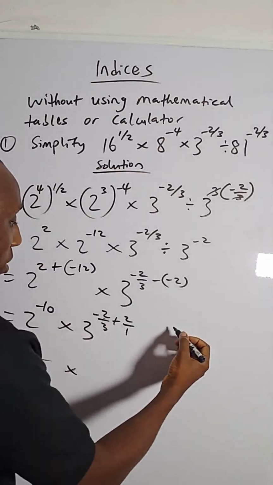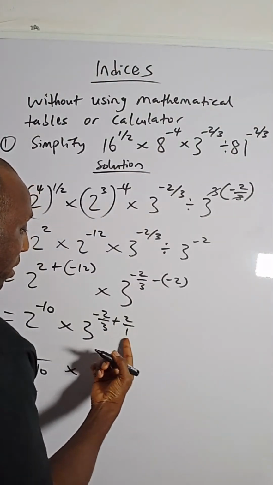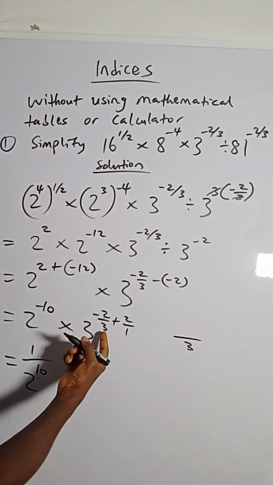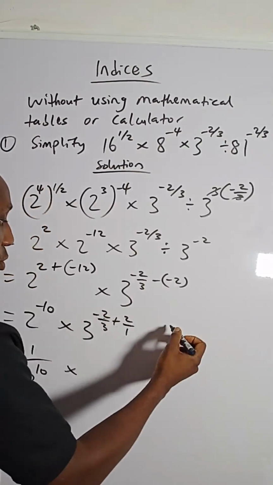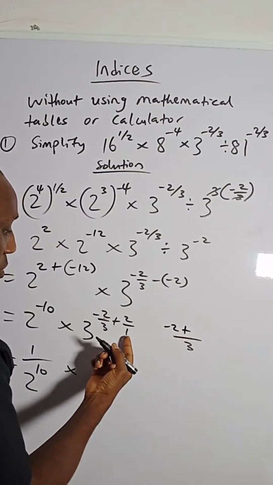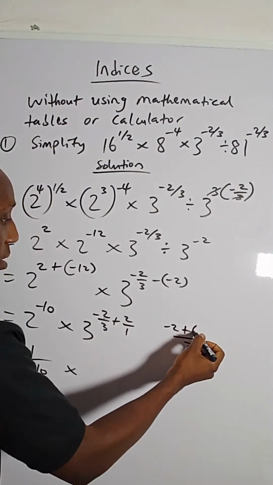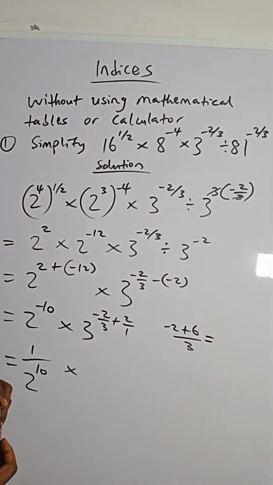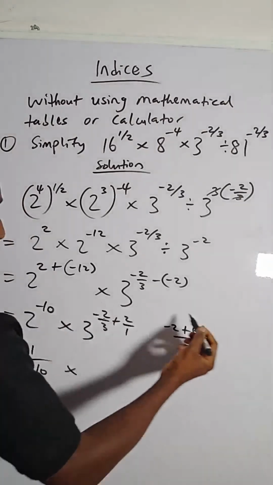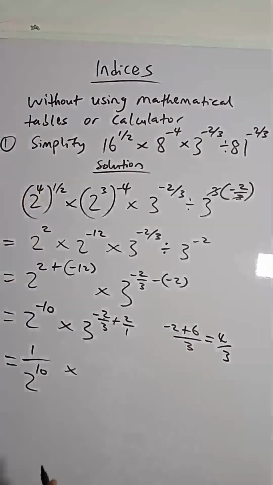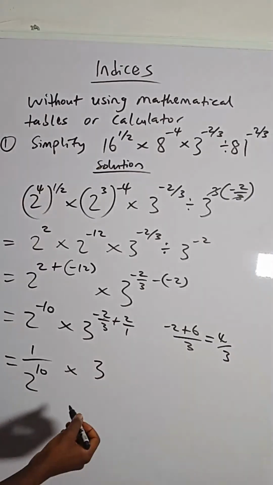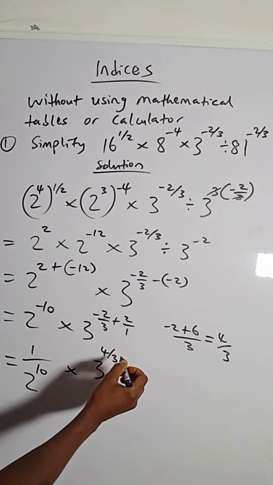So let's quickly work this out. The LCM of 3 and 1 is 3. 3 into 3 is 1. 1 times negative 2 is negative 2. Plus 1 into 3 is 3. 3 times 2 is 6. So what do we have? What is negative 2 plus 6? That is 4. So 4 over 3. So what I have here is times 3 raised to the power of 4 over 3.